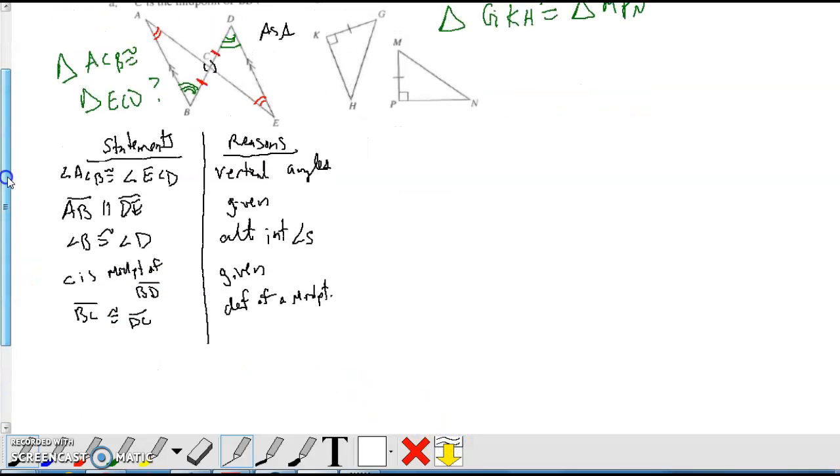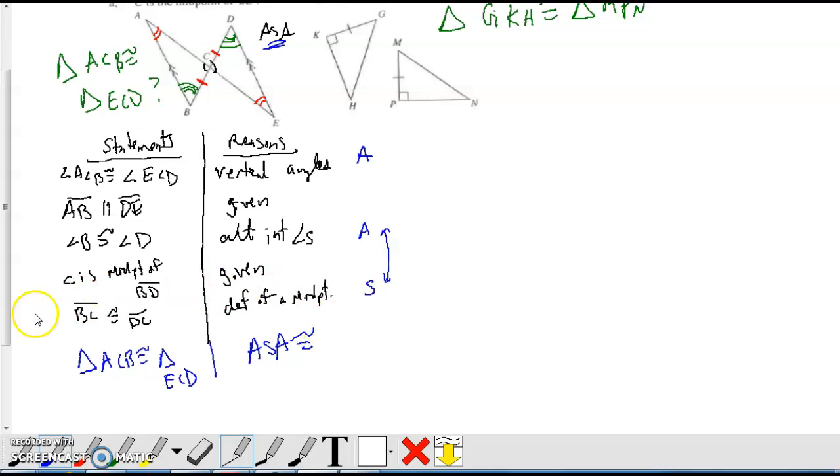Okay. So last statement, just so we are aware, here's my angle, here's my side, and here's another angle. Technically, they're out of order. This should be kind of switched if I'm doing ASA. But again, just so we know. So now I get to say my triangle ACB is congruent to triangle ECD. And why do I get to say this? Angle, side, angle congruency.